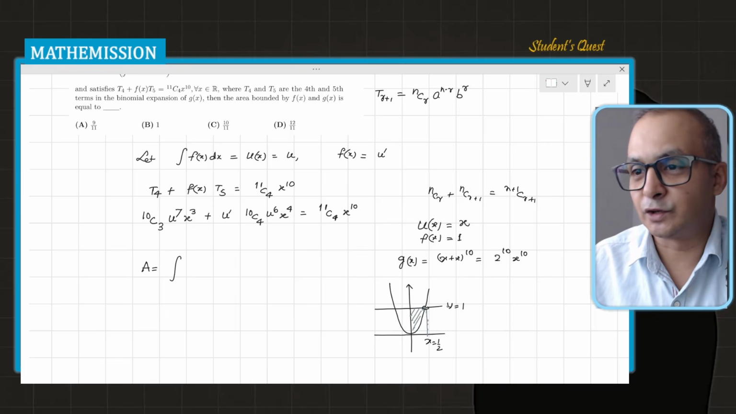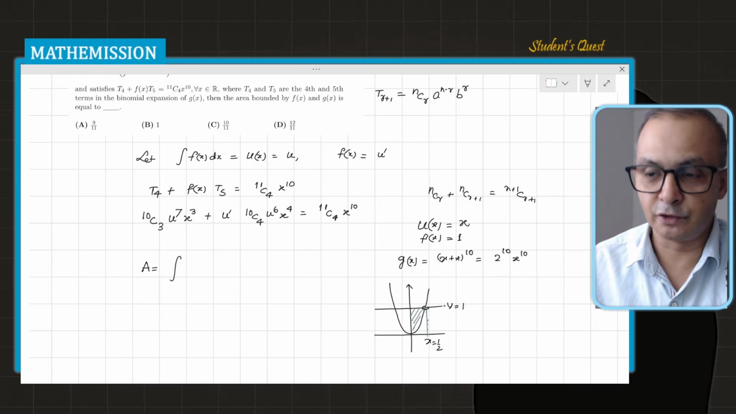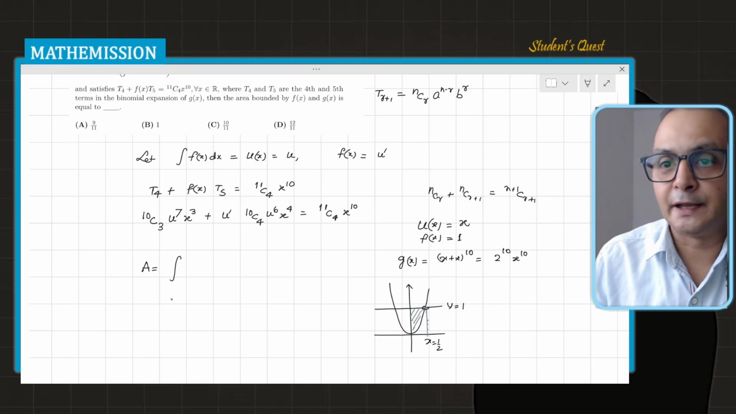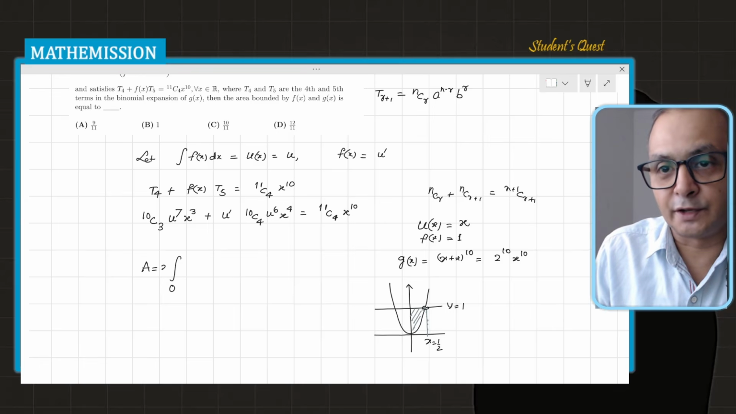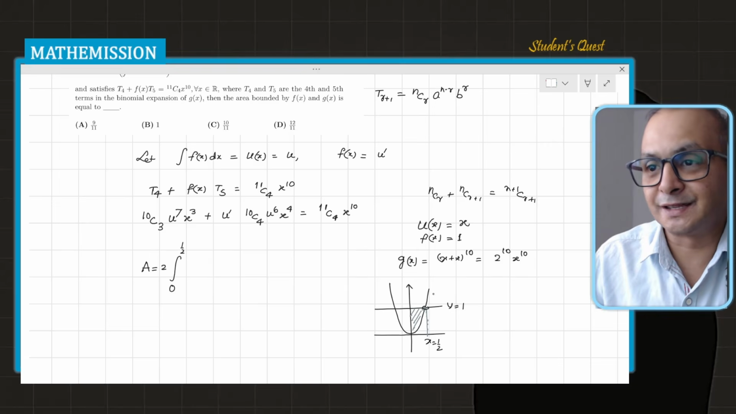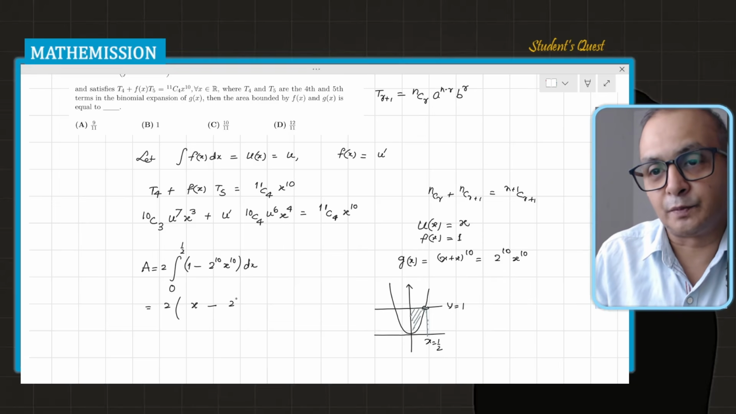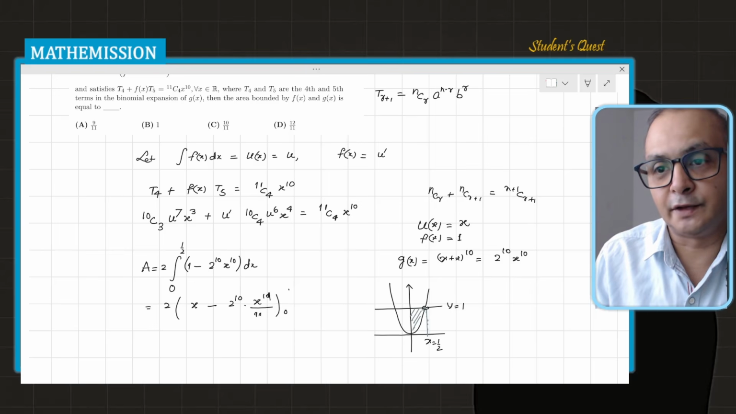At half, this is the horizontal line, it's y is equal to 1 whatever value you substitute. But here if you substitute x equals half, that will become 1. It means I'm just evaluating twice the area of this, from 0 to half, where the upper is 1 and the lower is this curve. So I can write 1 minus 2 to the 10 x to the power 10, dx. Of course this will give you twice x minus 2 to the power 10 x to the power 11 by 11, and we have to evaluate from 0 to half.